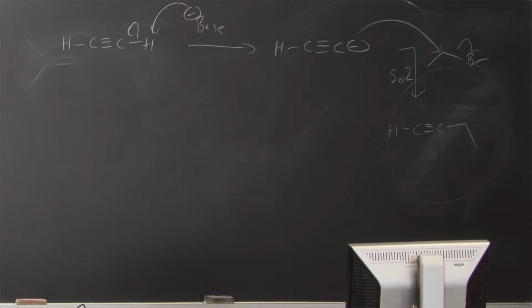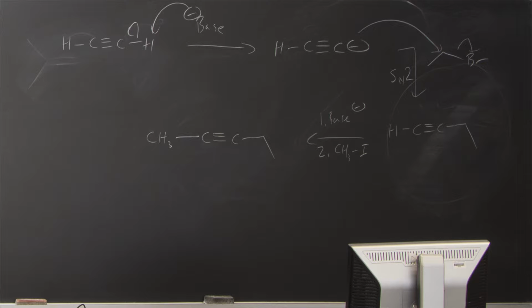And this is controllable, where I can selectively do it again if I started from acetylene like I have here, and then actually get something else. So let's just say I use a methyl group this time. If I did the same thing, base followed by this time a different alkyl halide, I would get a different carbon on the other side.